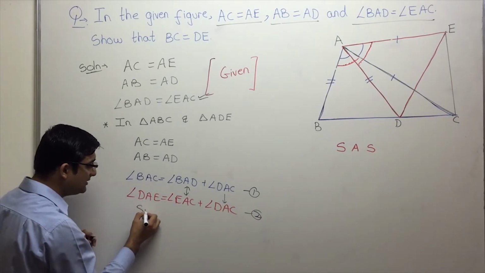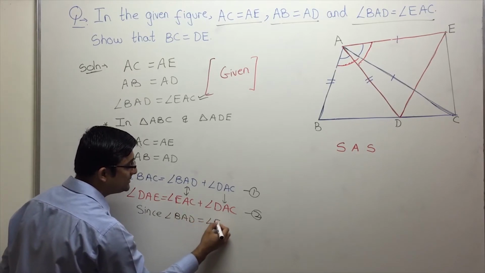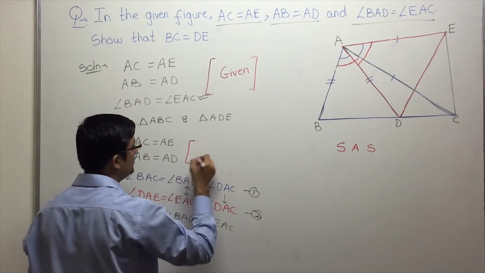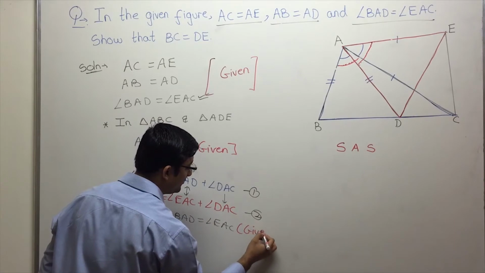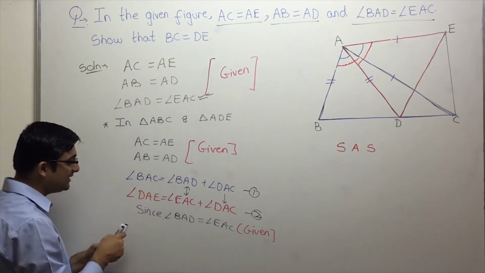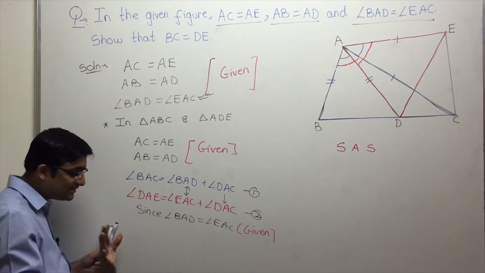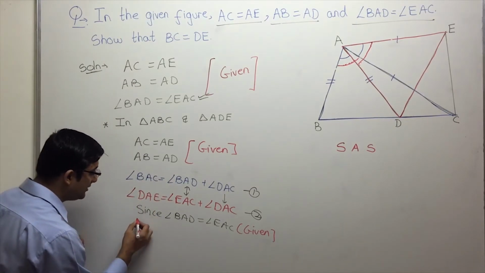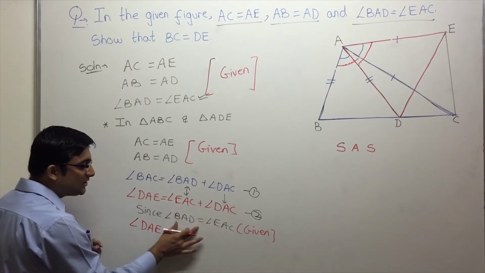So you can write over here, since angle BAD is equal to angle EAC, why? It is given to us over here. So here also given, here also given. So basically angle BAD is equal to angle EAC. So I can rewrite this as angle BAC. So basically angle BAC is equal to angle DAE. In case it is still not clear, I'll rewrite the second equation again. Angle DAE is equal to angle EAC plus angle DAC.